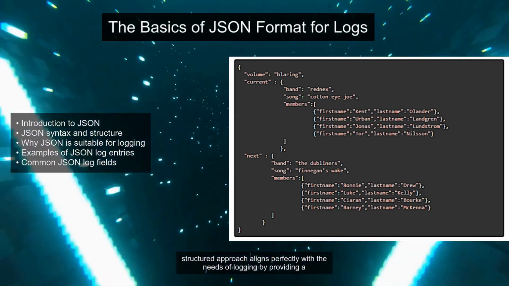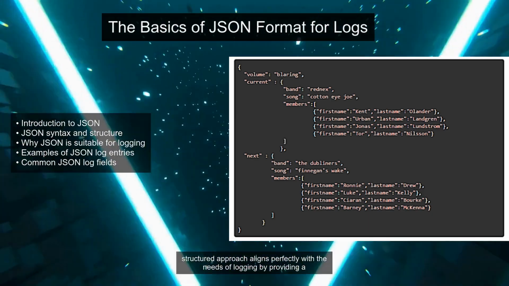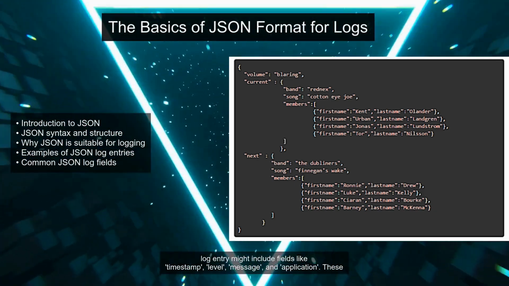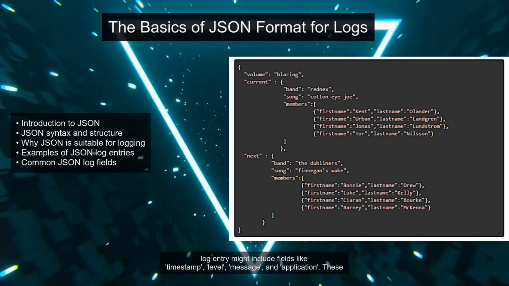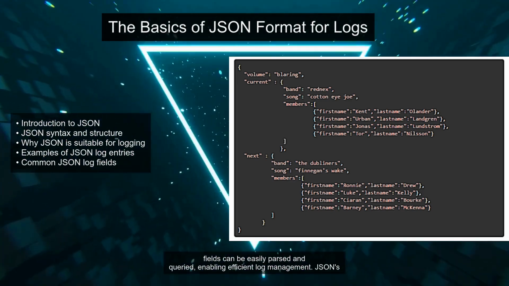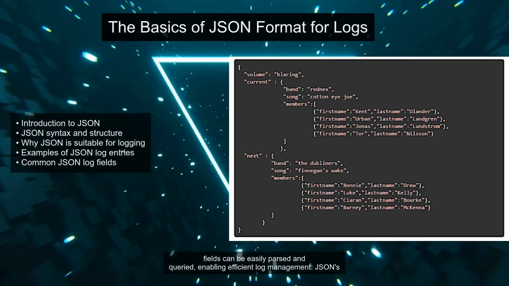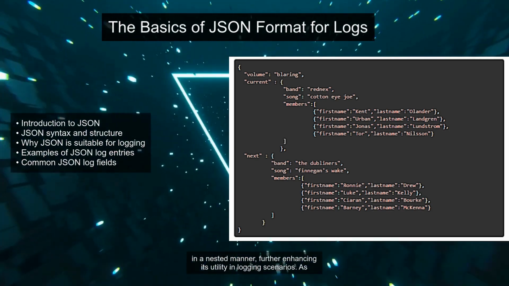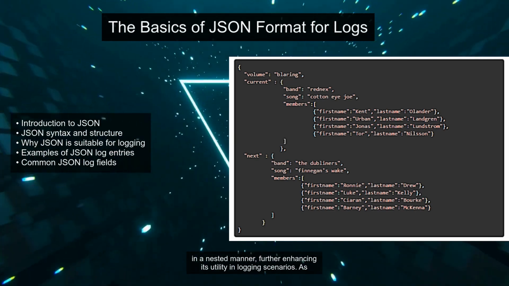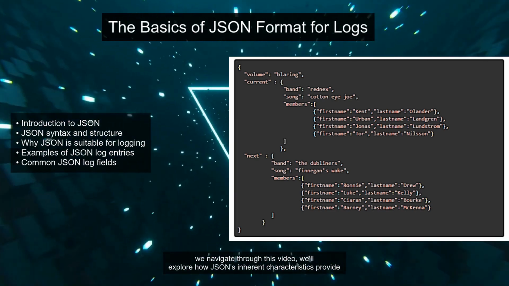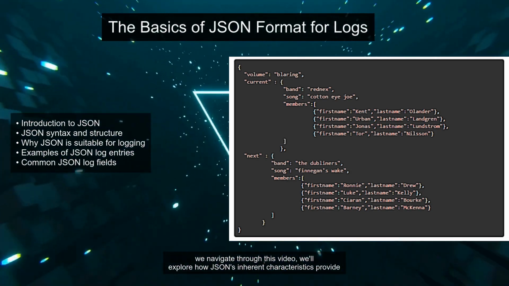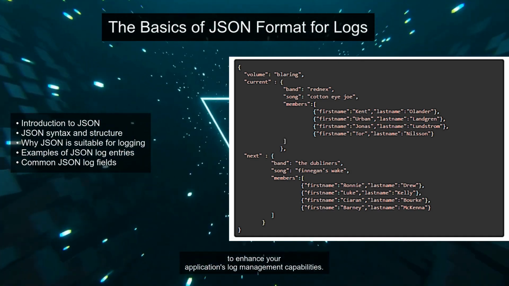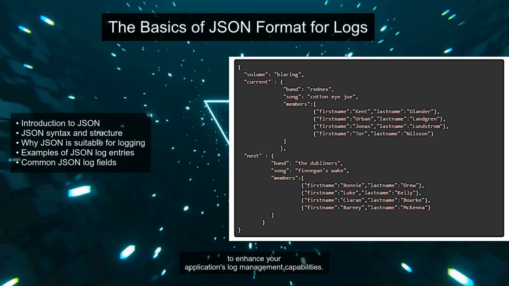This structured approach aligns perfectly with the needs of logging by providing a consistent format that can encapsulate diverse data types. For example, a JSON log entry might include fields like timestamp, level, message, and application. These fields can be easily parsed and queried, enabling efficient log management. JSON's hierarchical structure also allows for nesting, where complex data can be represented in a nested manner, further enhancing its utility in logging scenarios. As we navigate through this video, we'll explore how JSON's inherent characteristics provide a robust foundation for structured logging and how you can leverage it to enhance your application's log management capabilities.